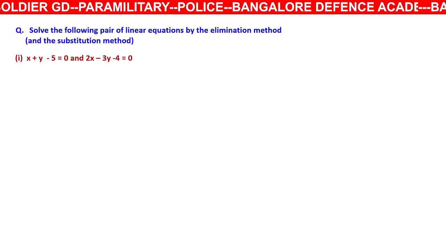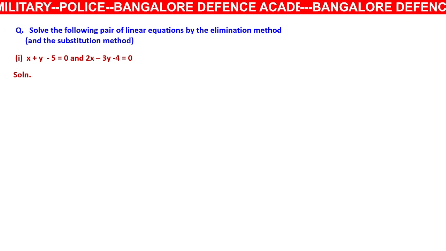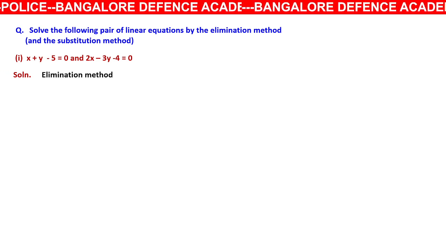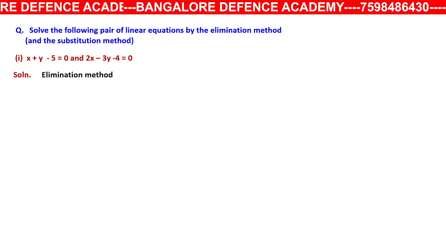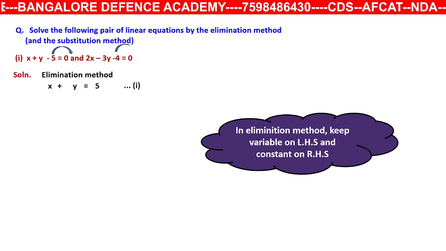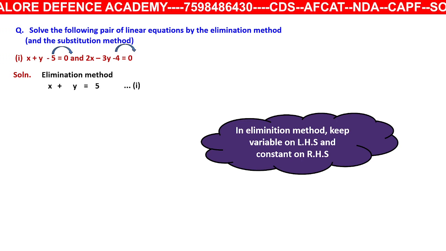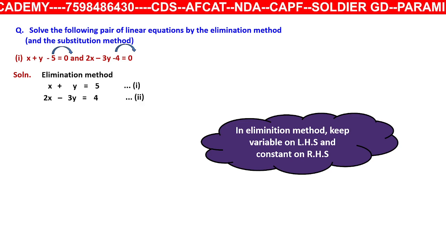Next, x plus y minus 5 is equal to 0 and 2x minus 3y minus 4 is equal to 0. By the elimination method, the constant should go to the right hand side. Minus 5 goes to the right, it becomes x plus y is equal to 5, and minus 4 goes to the right hand side, it becomes 2x minus 3y is equal to 4. So we have done this.